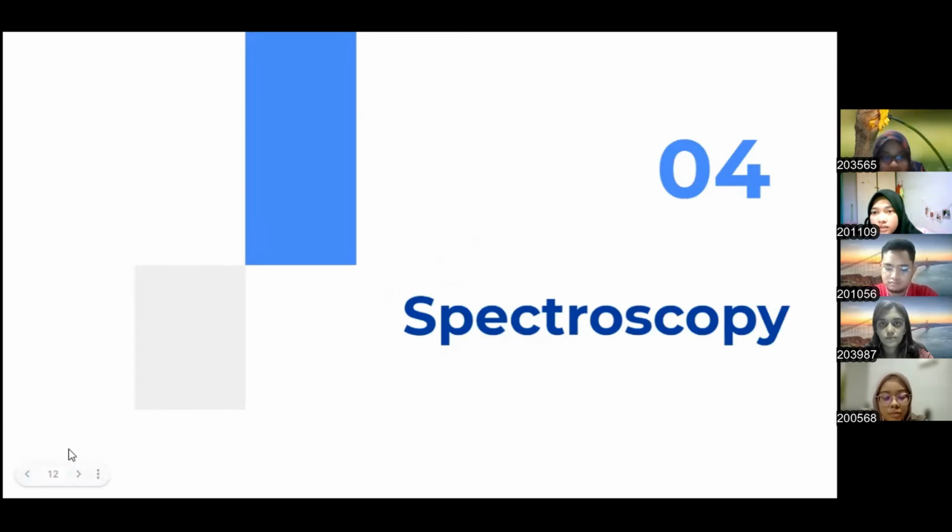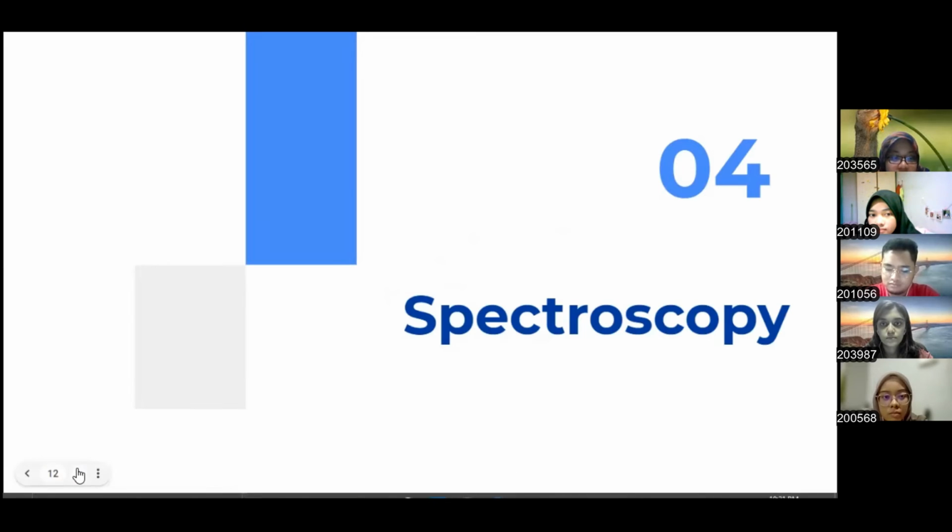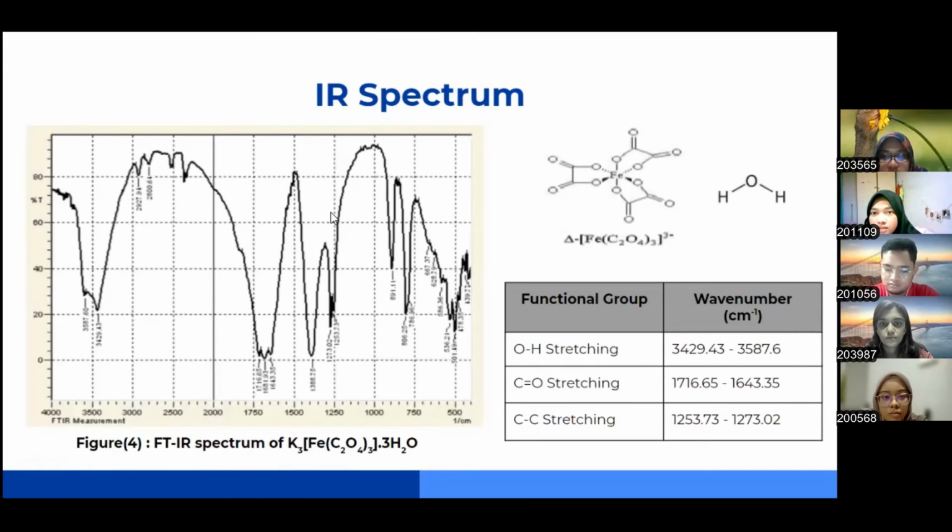Okay, thank you. Now I will explain the spectroscopy for IR and UV-Vis. Next. So this is the IR spectrum for potassium trisoxalato ferrate trihydrate. So first we can see there are peaks at wave number in between 3429.43 to 3587.6, which indicates that there are OH stretching bonds.